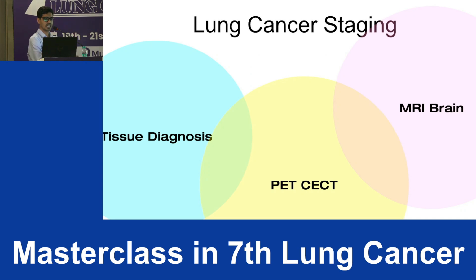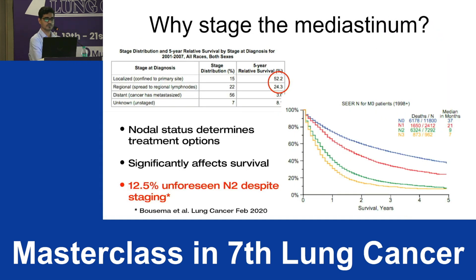So whenever we start management of lung cancer, we need a proper staging. Tissue diagnosis is the first thing, followed by PET CT and MRI brain. But can we rely on PET CT alone for mediastinal staging? We have already seen in the radiology workshop that PET CT is not good enough for mediastinal staging.